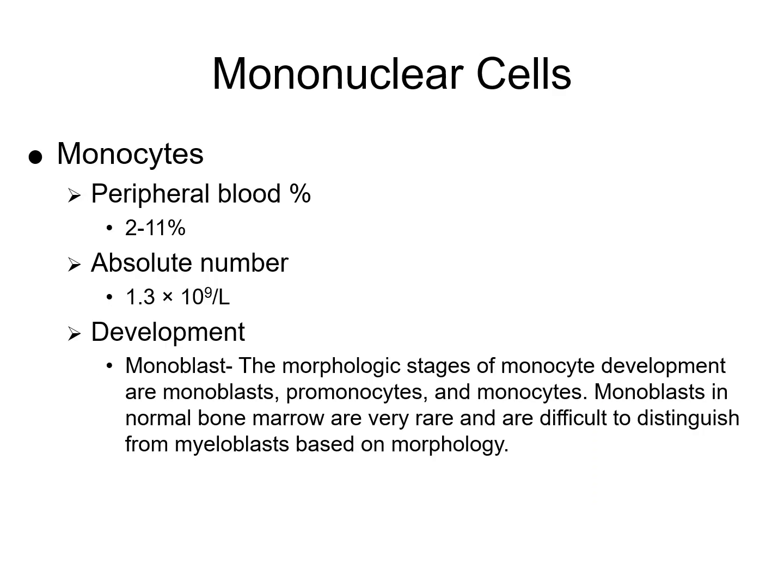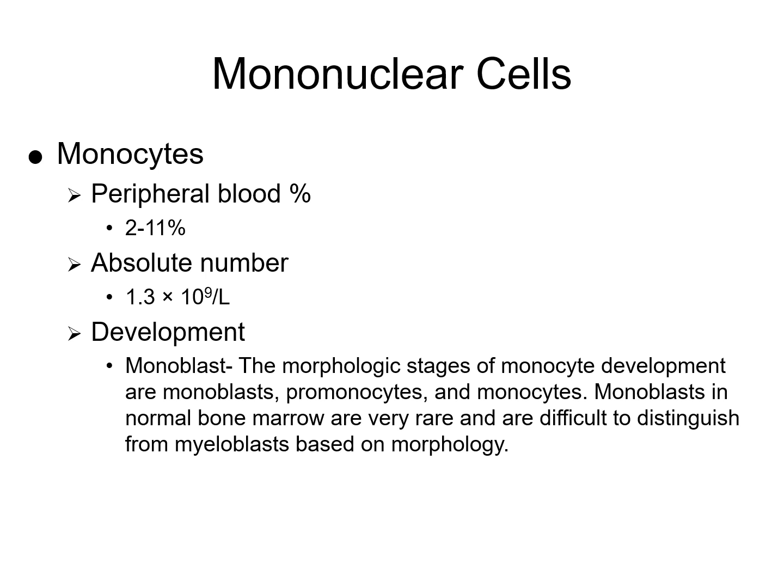So mononuclear cells. First one up is monocytes. For monocytes, they make up approximately 2 to 11% of the total white blood cells in peripheral blood. For the absolute number, the absolute count of monocytes in the blood is about 1.3.